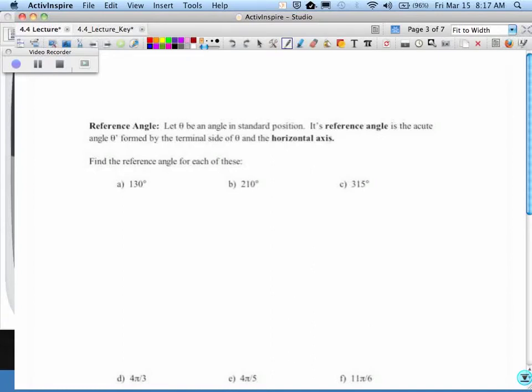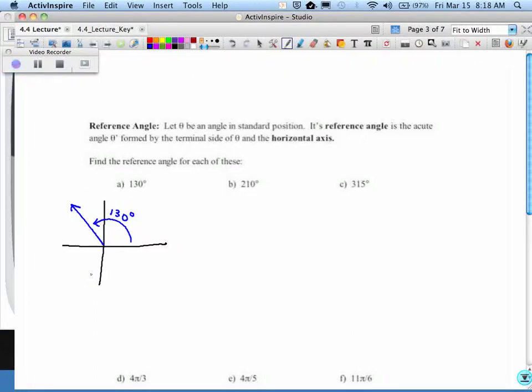We've actually talked about this a little bit. If I just ask you to draw an angle, the reference angle is the acute angle formed by theta and the terminal side. Okay, so it's the stuff in between the x-axis and the terminal side. So if I draw a picture of this, 130 degrees, it'd be like, let's say right there. So that's 130 degrees, right?